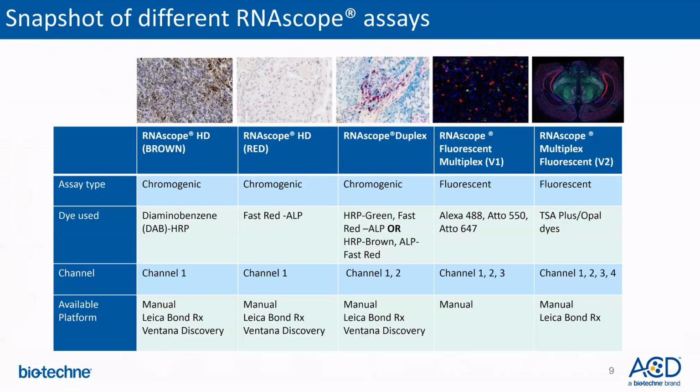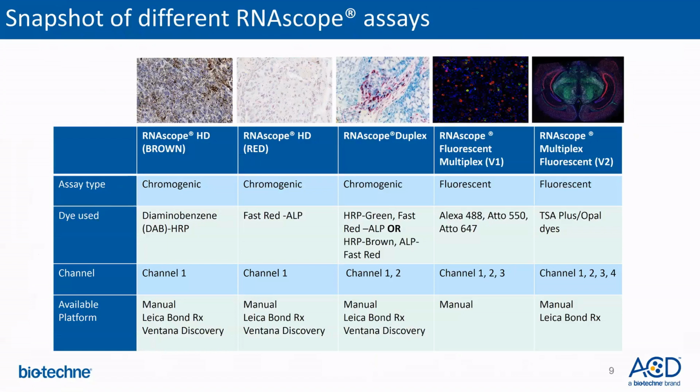I will now go through a snapshot of the different RNAscope assays that ACD provides. RNAscope assays can be primarily categorized in two major categories: chromogenic, which is the first three columns on the table here, or fluorescent, which is the final two columns on the table here. The chromogenic assay can be singleplex brown, singleplex red, or duplex red and green. The chromogenic assays have the capacity to detect only one or two targets at a time.